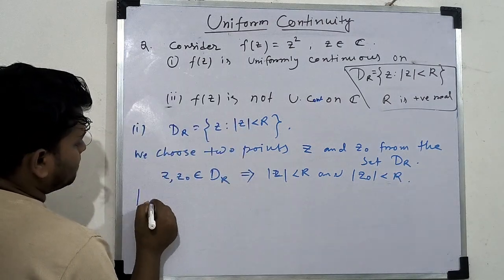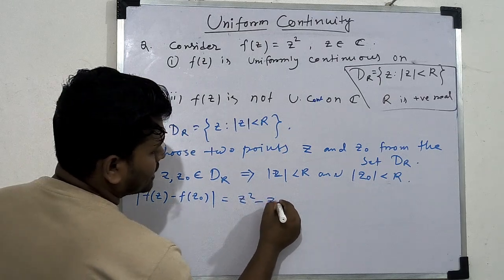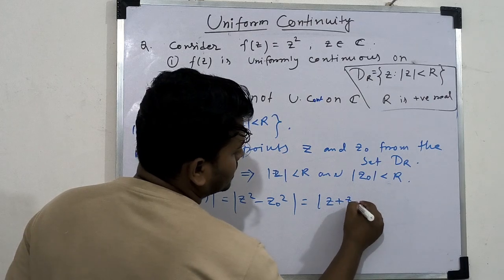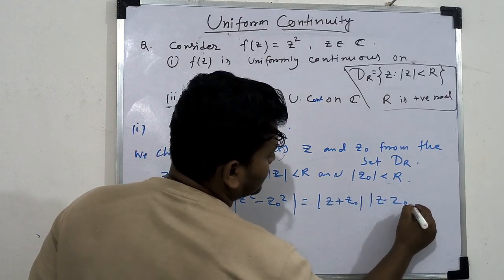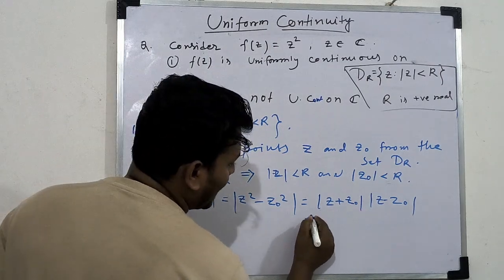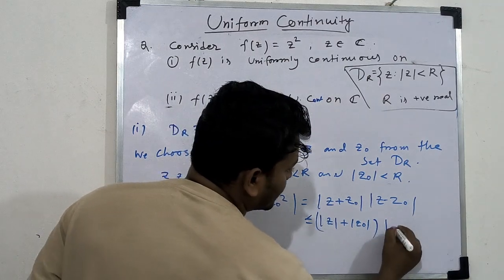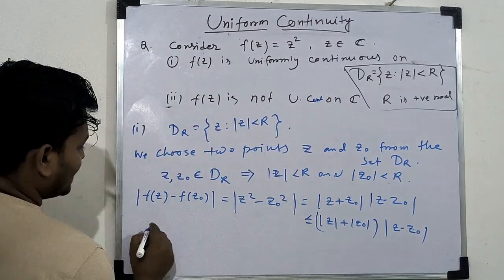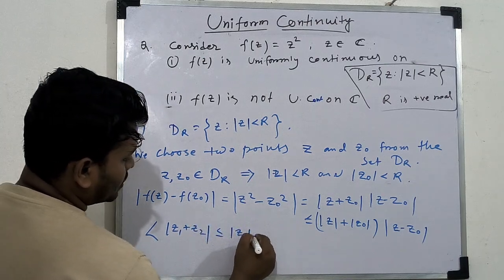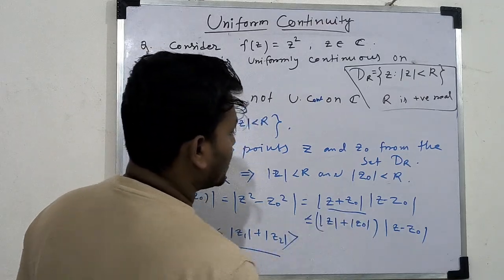So now we find f(z) minus f(z0), that is equal to z squared minus z0 squared. This can be written as (z plus z0) times (z minus z0). From this we can write |z plus z0| times |z minus z0|. How can we write this? As we know, |z1 plus z2| is less than or equal to |z1| plus |z2|. So we apply this here on |z plus z0|.